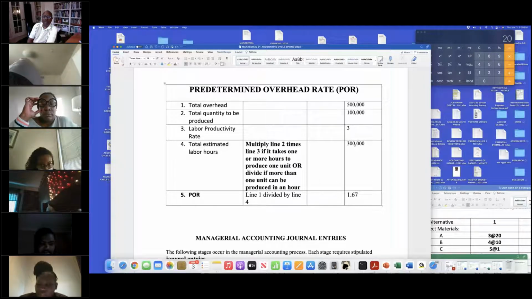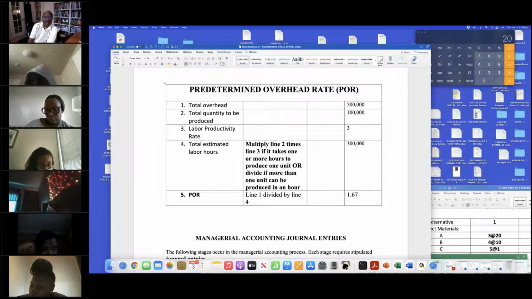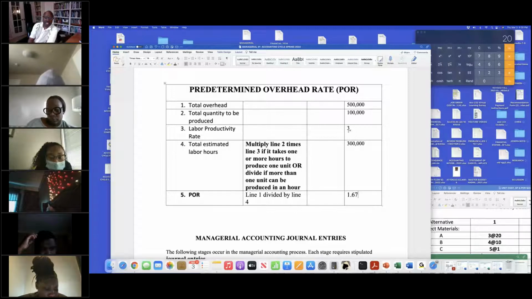But you said if it takes more than 1 hour, then you multiply. Yeah, it took 3 hours. So if you got 100,000 things to make, you got 3 hours per, it's going to take 300,000. We're going to divide 300,000 into 500 to get the POR. If you could make 10 items an hour, it wouldn't take you 100,000 hours. You'd be expected to do that in 10,000 hours. So we would divide. Suppose you could make 10 per hour.